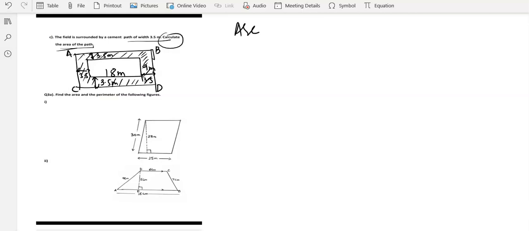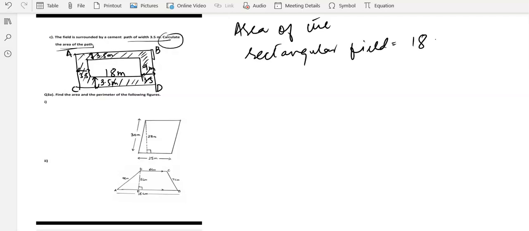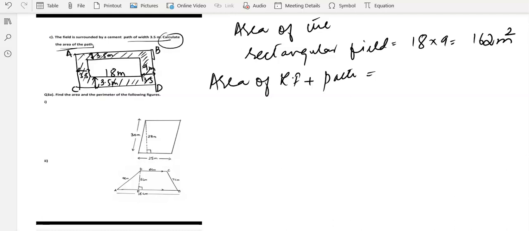Area of the rectangular field is 18 into 9, we have found it already, 162 meters square. And now we have to find the area of the path. What are we going to do? We are going to find the area of the rectangular field plus the path, and that is actually the area of the big rectangle ABCD.